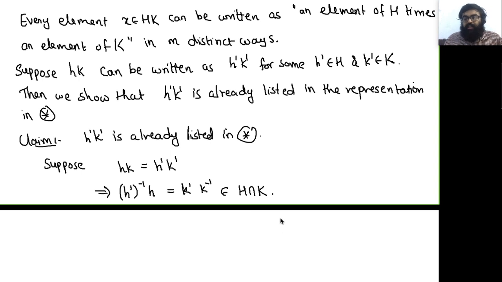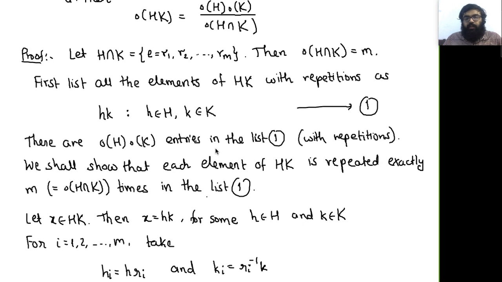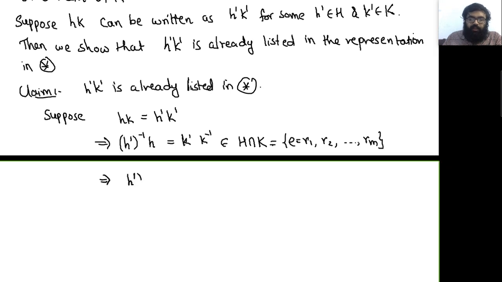But what is h intersection k? As you see, it is where we started: R1, which is identity, R2, up to Rm. So this is E equals R1, R2 up to Rm. That means this element is one of these Ri. So this means h dash inverse h equals k dash k inverse equals Ri for some i.